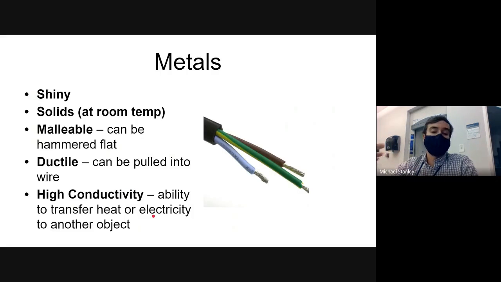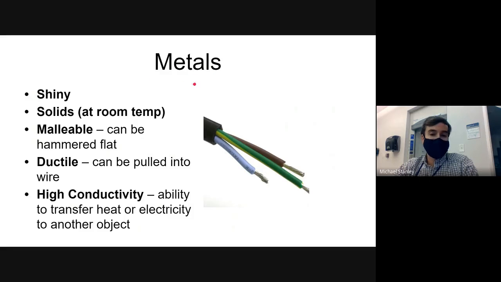So electricity lines are made out of metals like copper and iron and aluminum because they're able to carry that electricity all through those wires and into the different devices in your home. So conductive just means that heat and electricity flow very easily through it.